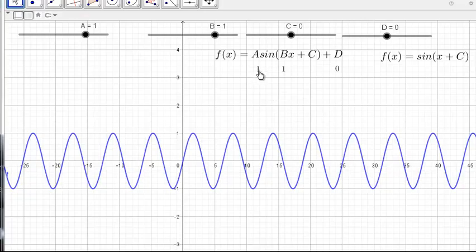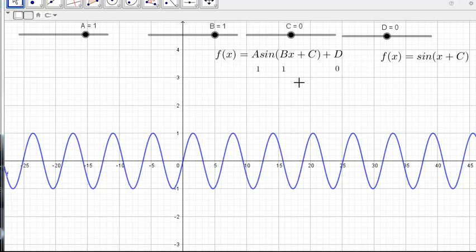As I currently have it set up, A has a value of 1, B a value of 1, D a value of 0, and of course C, we will vary the value of C, but currently its value is 0. As you can see, what we have here is our standard sine function running between -1 and +1. This is in radians, and as you can see here, one period is about 6.28 or 2 pi.